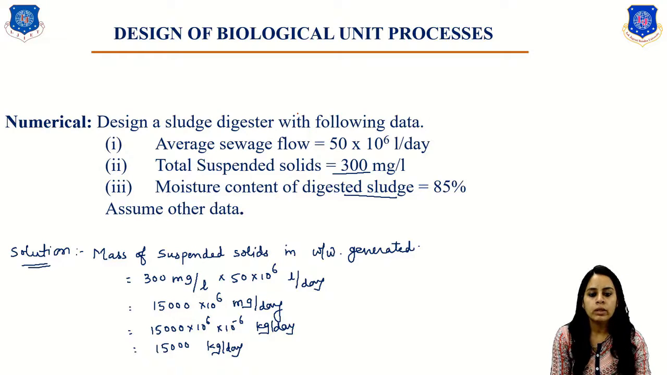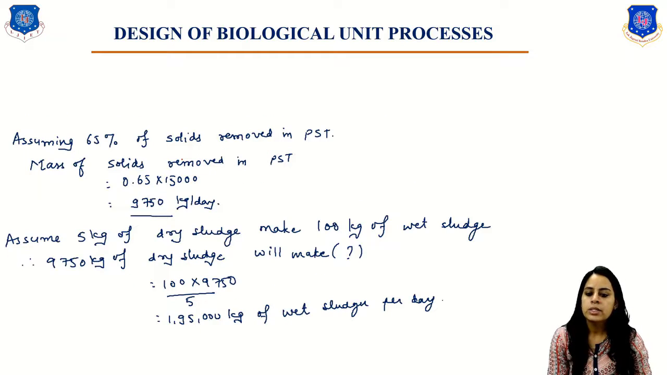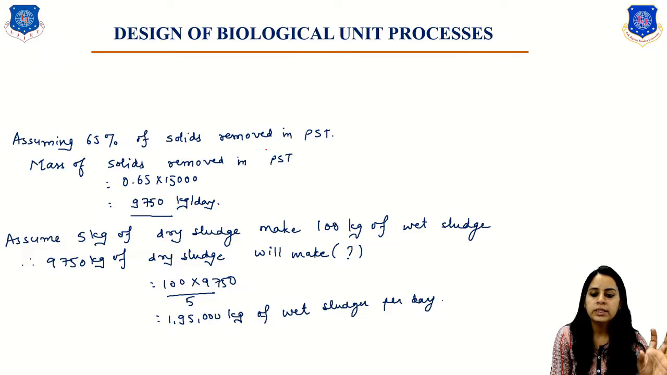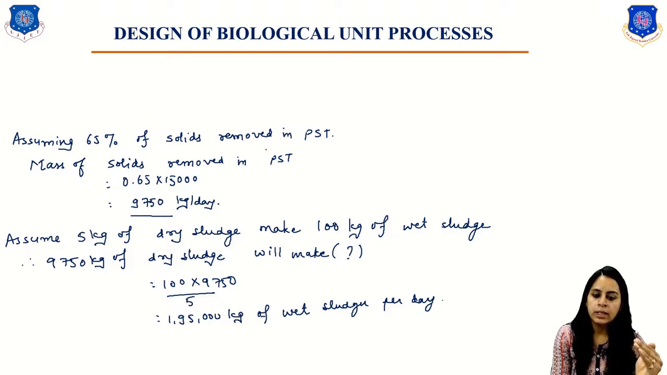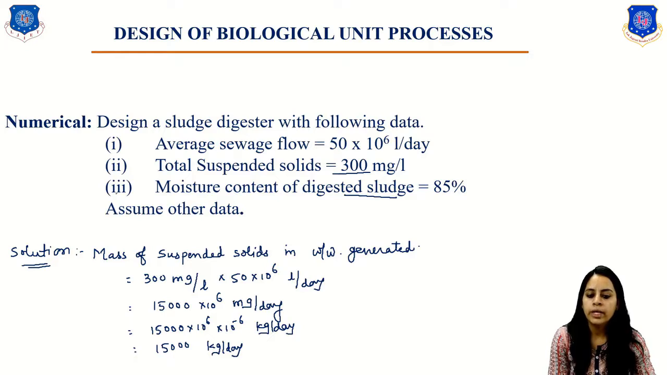This is the value which is given in mg per liter. So here we converted it into kg per day. So the final answer for the mass of suspended solid in wastewater generated is 15,000 kg per day. Now the second step: assuming 65% of solid removed in the PST, it means the primary settling tank. Now the mass of solid removed in the primary settling tank is 0.65 into 15,000.